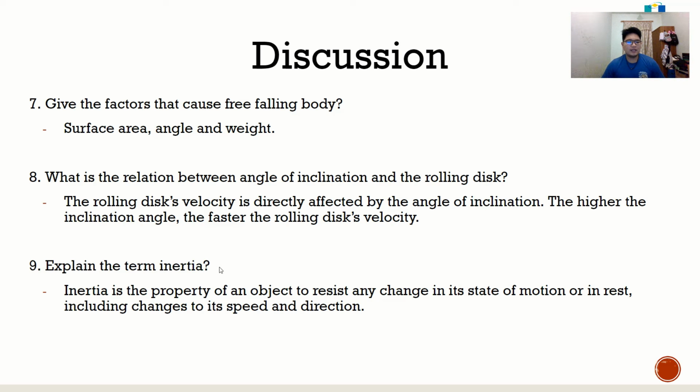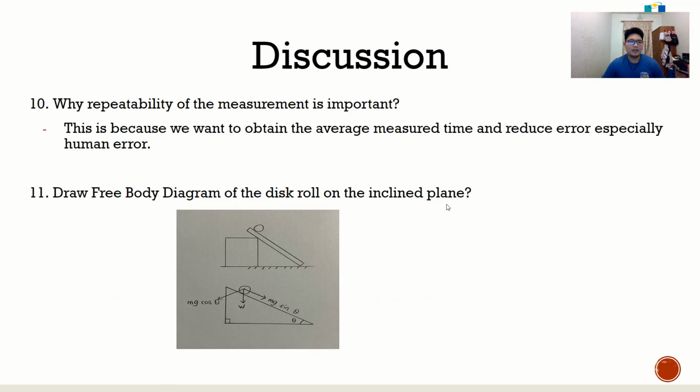Inertia is the property of an object to resist any change in its state of motion or rest, including change of its speed and direction. Number 10, repeatability of measurement is important because we want to obtain the measured time and reduce error, especially human error. Number 11 is the free body diagram of the rolling disc. And this is the free body diagram and the forces.